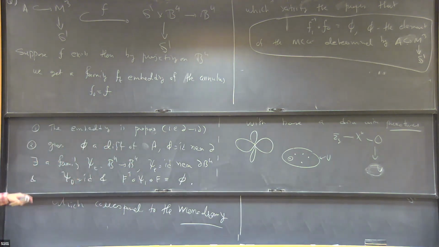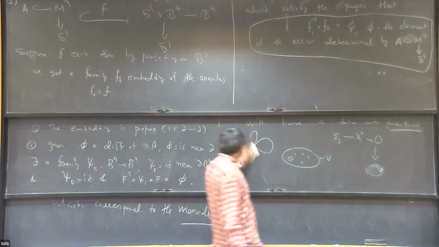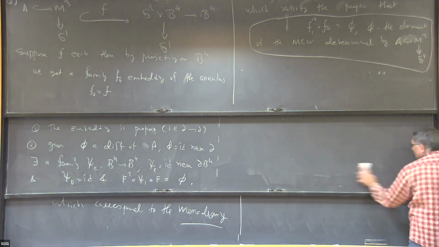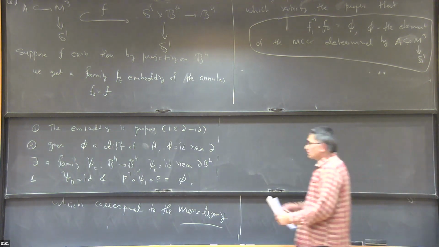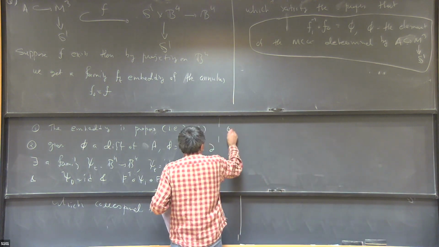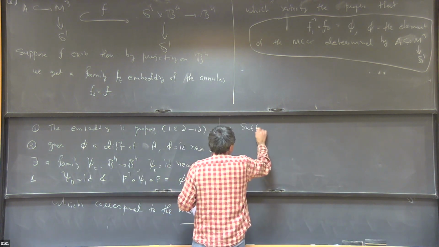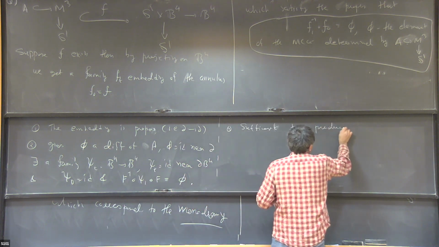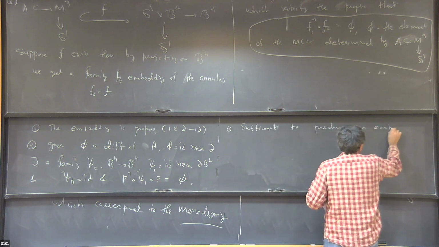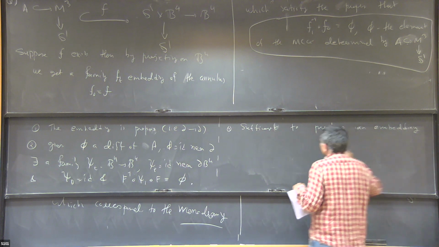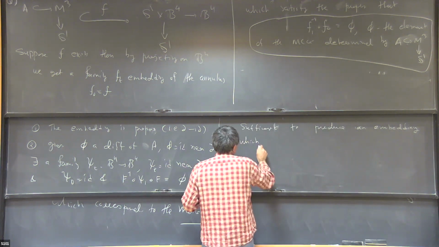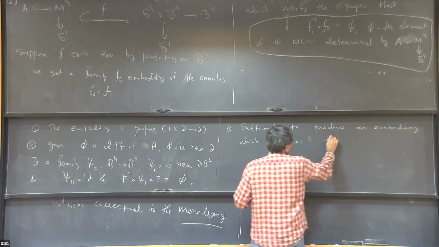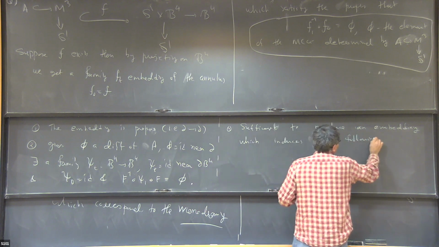Yeah. So I will just say that for all this phi, we are only interested in diffeomorphisms up to isotopy. So what you need to do only is for what are called Dehn twist diffeomorphisms. So you can check that it is sufficient to produce an embedding which induces the following diffeomorphism.